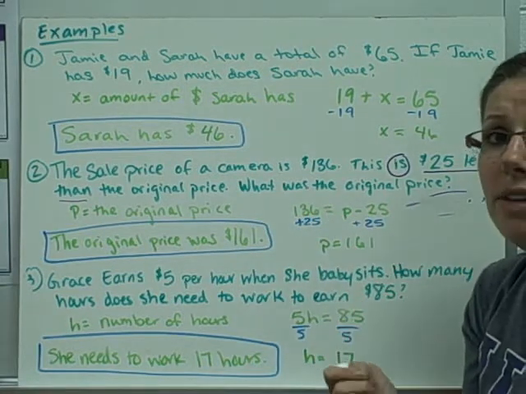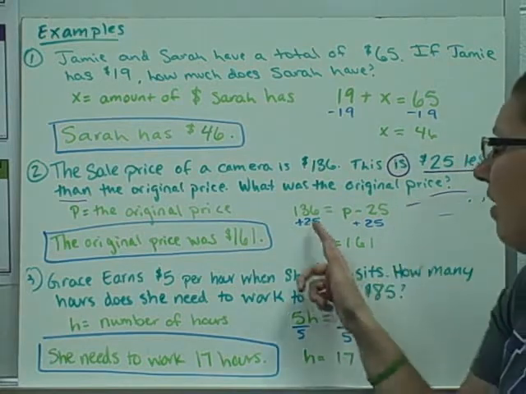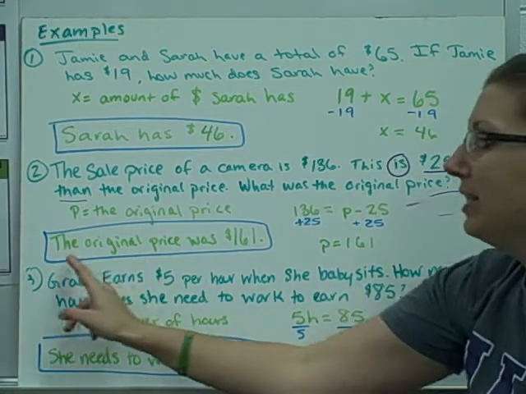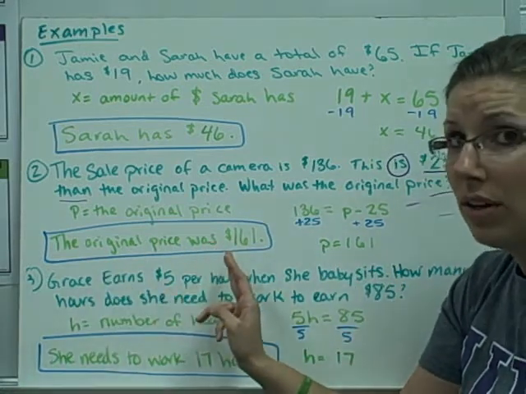To solve, I use inverse operations. Add 25 to both sides, and you'll get P equals 161. That means the original price was $161.